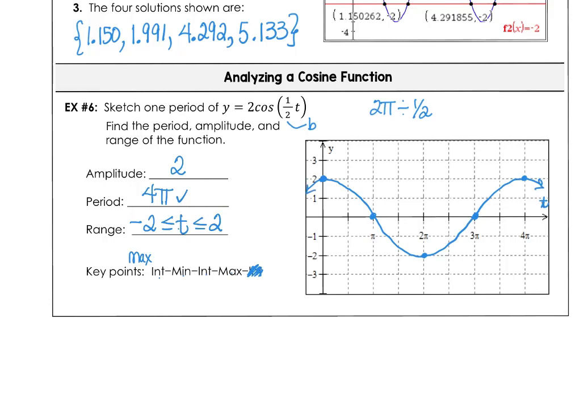We can put those points. Maximum is at 0, 2. Intercept is at pi, 0. Minimum is 2 pi, -2. And then intercept at 3 pi, 0. And maximum 4 pi, 2. And that finishes lesson 5 in unit 11.